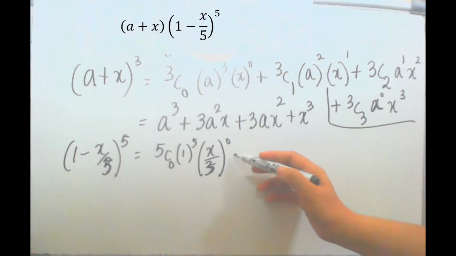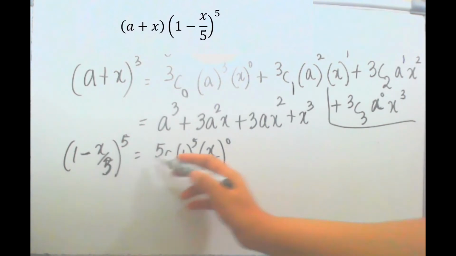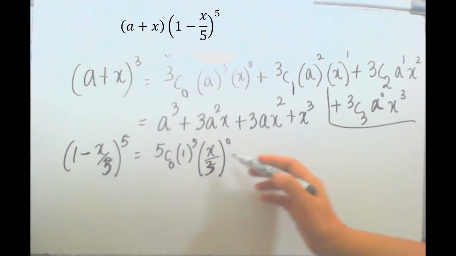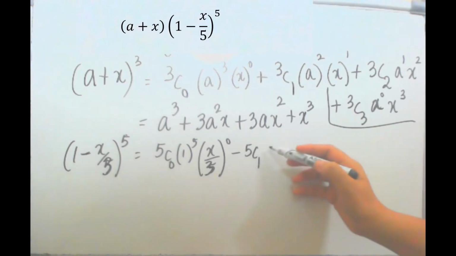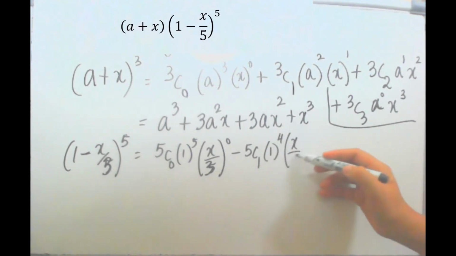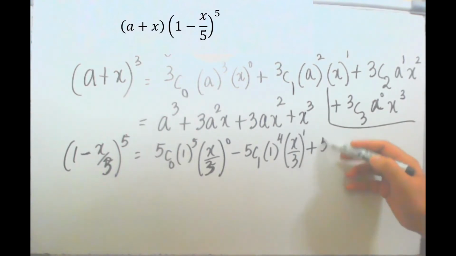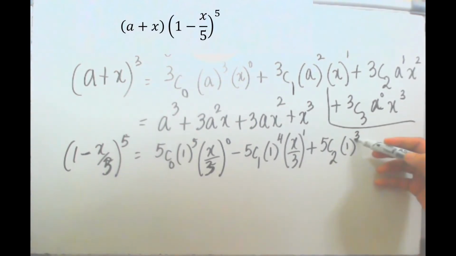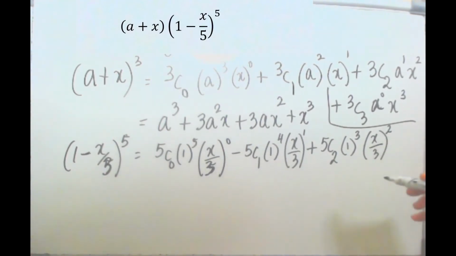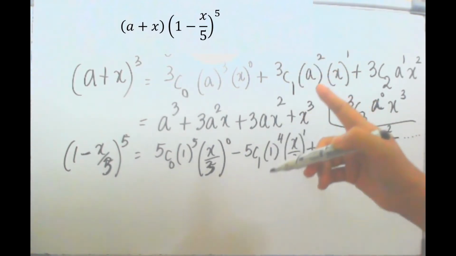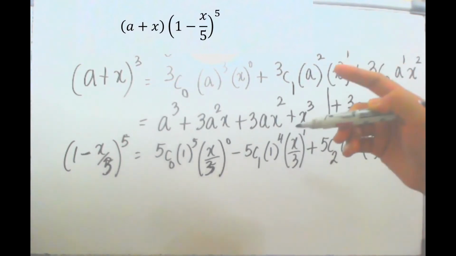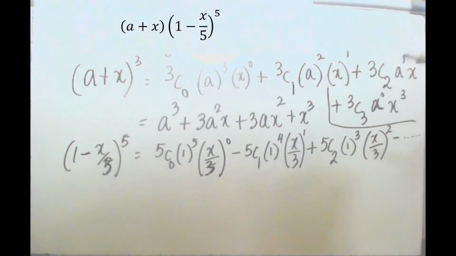Then we have a minus here, so the terms will have alternately plus and minus. The first term is plus, the second term is going to be minus 5c1, 1 power 4, x by 3 power 1, plus 5c2, 1 power 3, x over 3 whole power 2, minus so on. We wouldn't need all the terms here. Why? Because we are interested only in the terms which have x power 0, x power 1 and x power 2. We are not interested in x power 3 onwards, so we don't have to write all the terms.